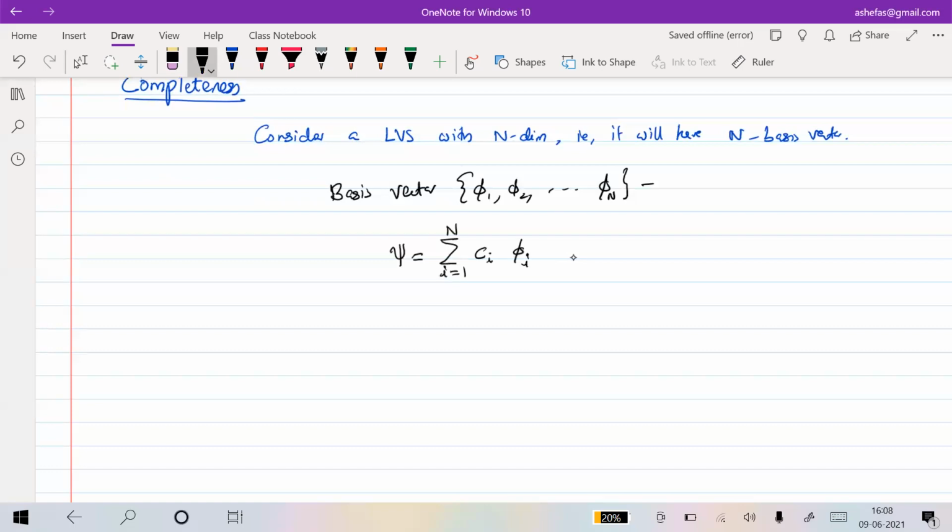So for the time being, we can choose the basis vectors to be orthonormal. So what is orthonormality? The inner product phi i, phi j would give delta ij. Then take the inner product of psi with some phi j.